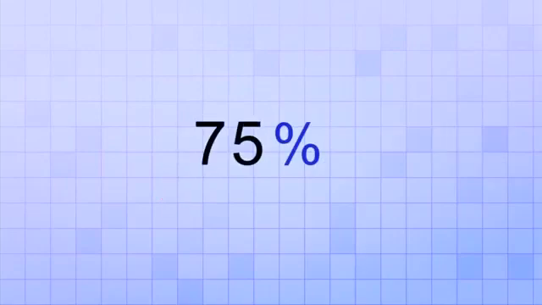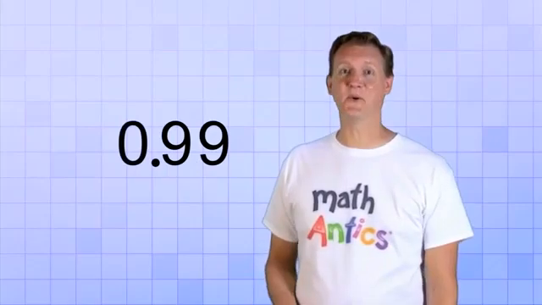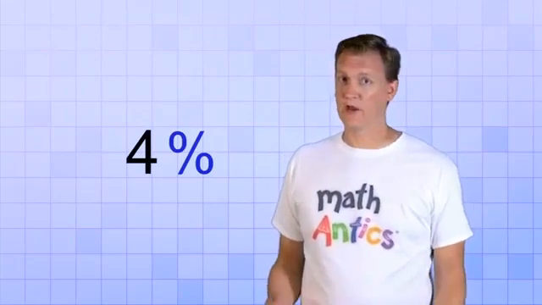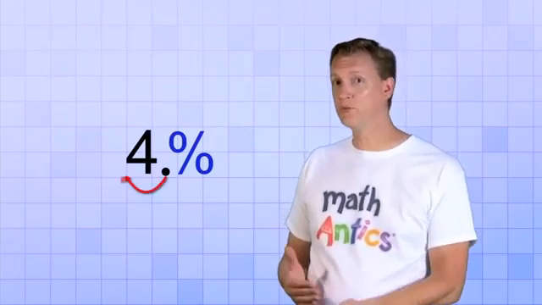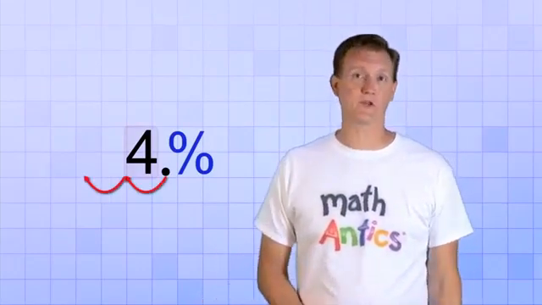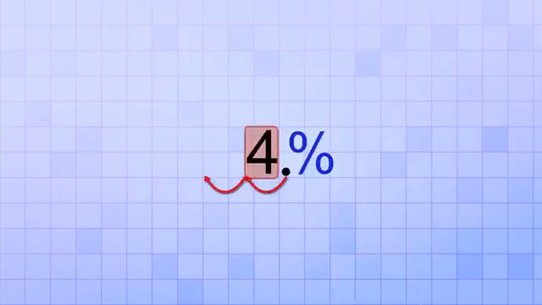For 75%, we move the decimal point and get 0.75. For 99%, we move the decimal point to get 0.99. Pretty cool, huh? Okay, but what about 4%? You might wonder how we can move the decimal point 2 places over when our number only has 1 digit. But all we need to do is use a 0 as a placeholder in the number place that's missing. Then, when we move the decimal point 2 places over, we end up with a decimal value of 0.04.